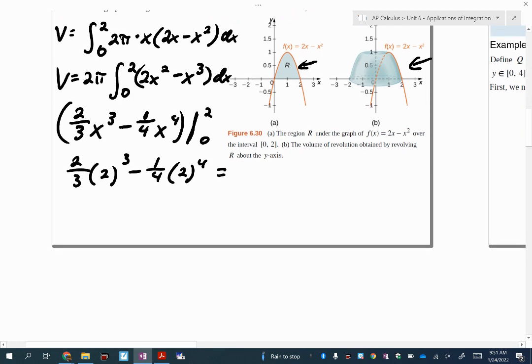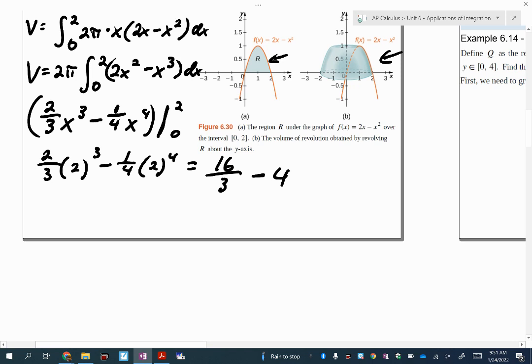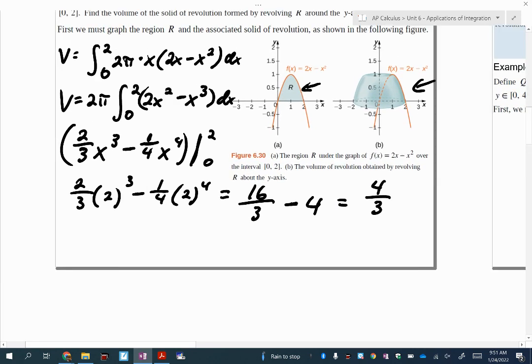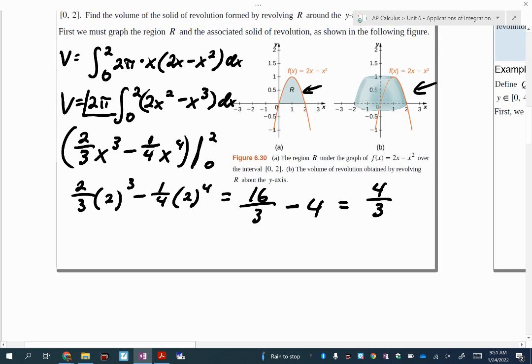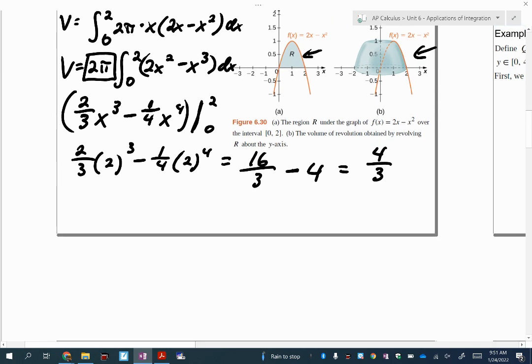That's going to be 16/3 minus, 2 to the 4th power is 16, divided by 4 is 4. Getting a common denominator, 4 becomes 12/3. 16/3 minus 12/3 is 4/3. Again, that's not the answer. You still need to multiply by that 2 pi that I moved out to the front. So my volume is going to be 8 pi over 3 units cubed.